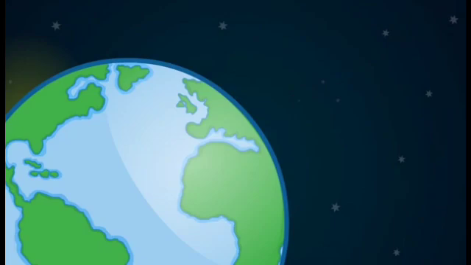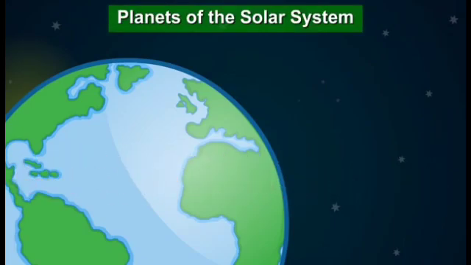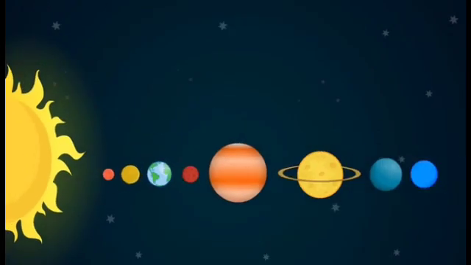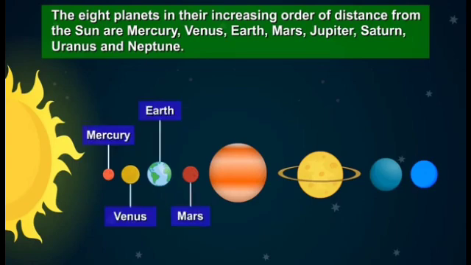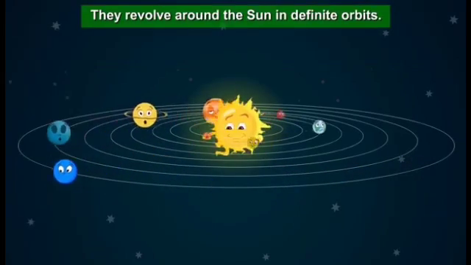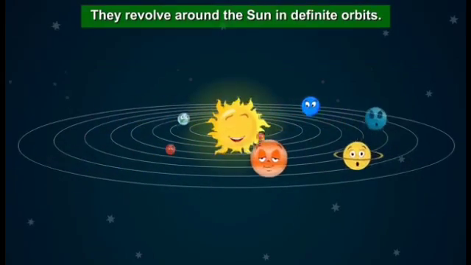Our topic for today is planets of the solar system. The 8 planets in their increasing order of distance from the Sun are Mercury, Venus, Earth, Mars, Jupiter, Saturn, Uranus, and Neptune. They revolve around the Sun in definite orbits.